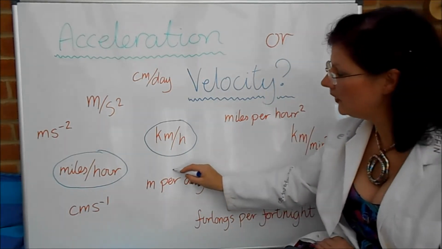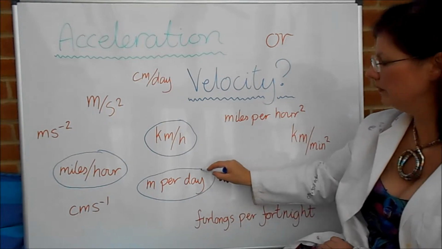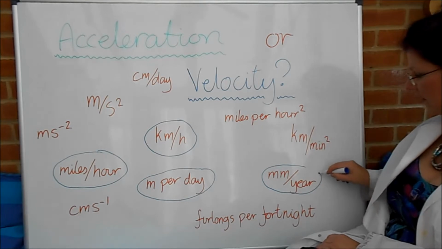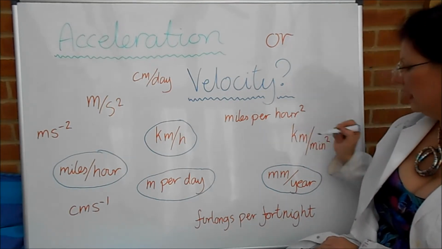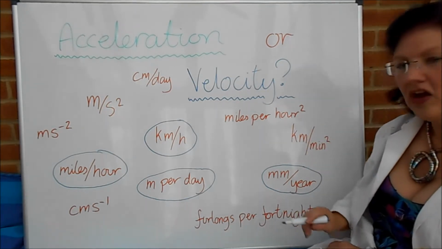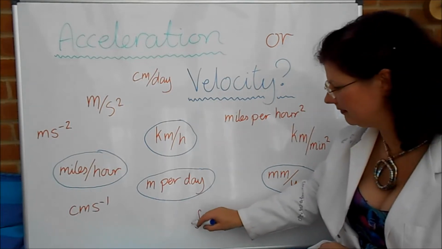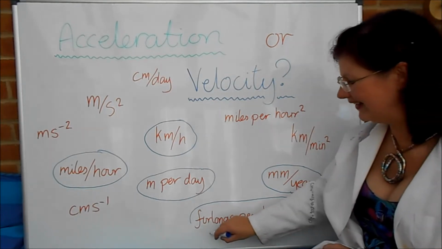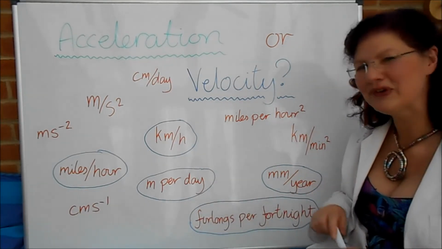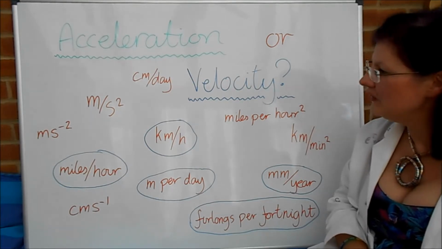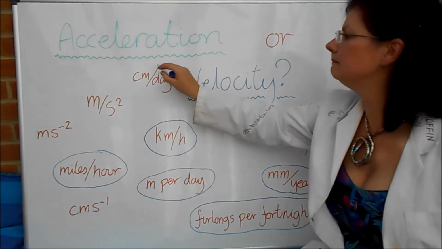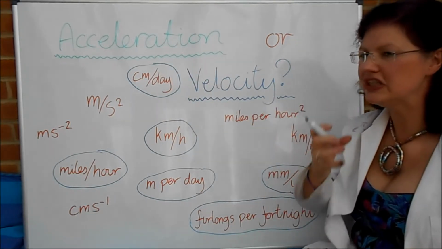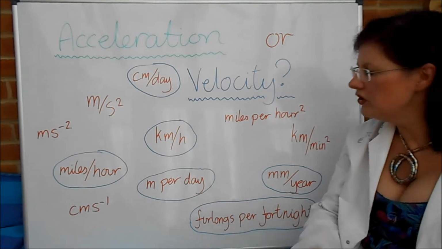Metres per day. That's kind of, I don't know, speed that glaciers move. What else have we got? Millimetres per year. That's the kind of speed of continental drift. What else have we got? Lovely one down here. Furlongs per fortnight. That's not a very commonly used one, but go Google that. Some people have made up some really fun measurements with furlongs per fortnight. What else have we got? Oh, centimetres per day. That's a beard growth if you've got particularly virulent beard. And one or two other ones as well.